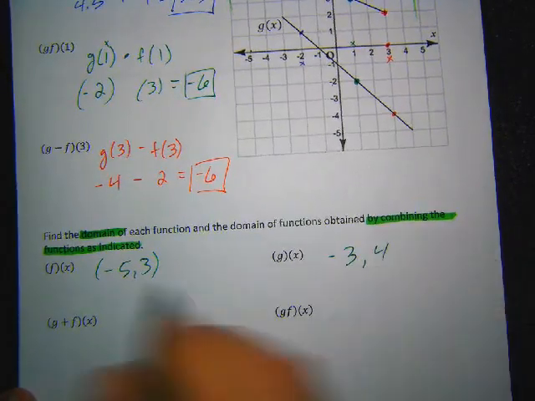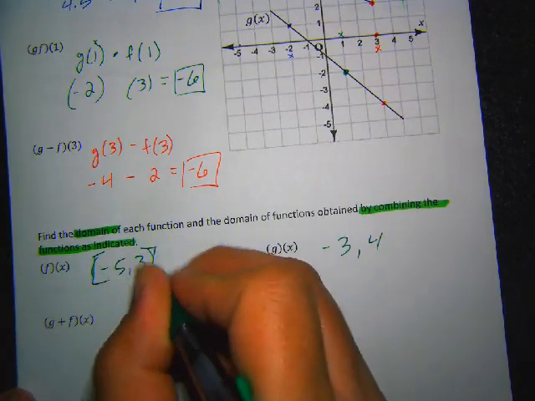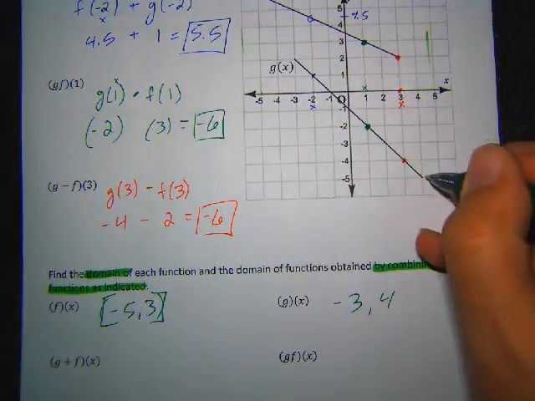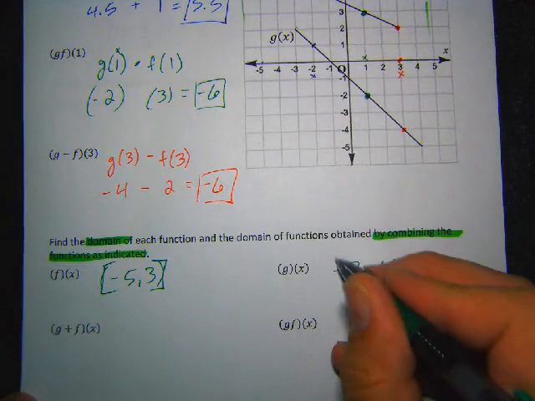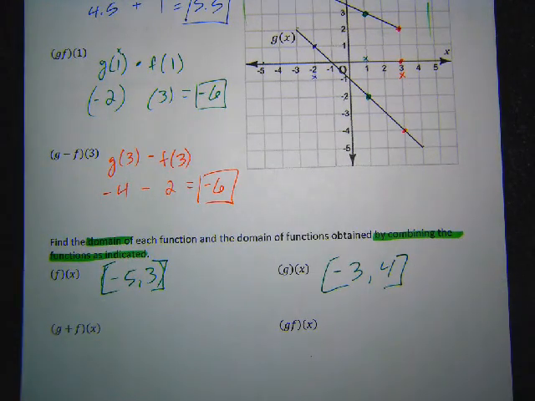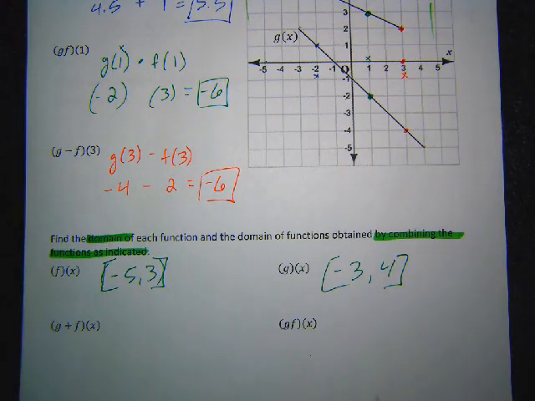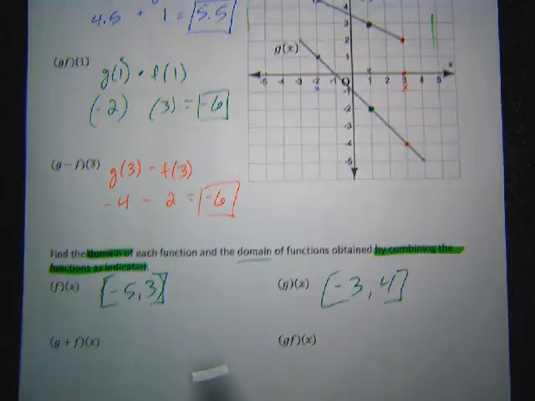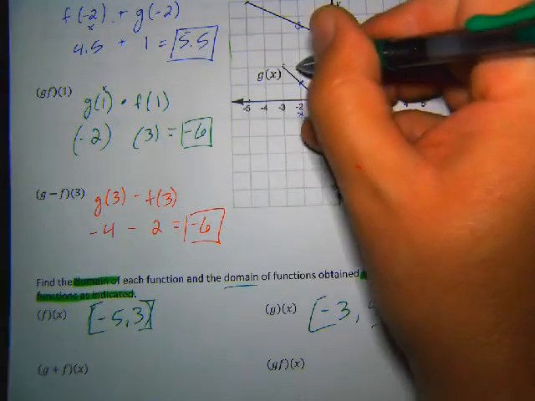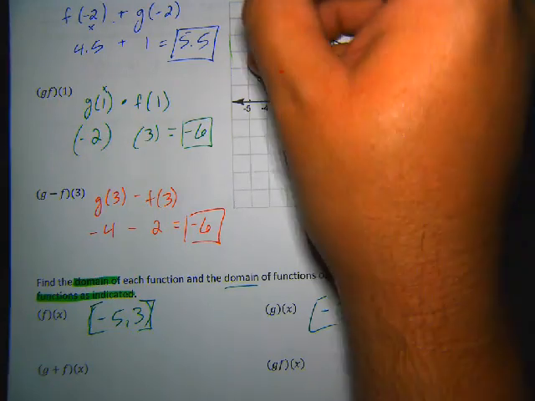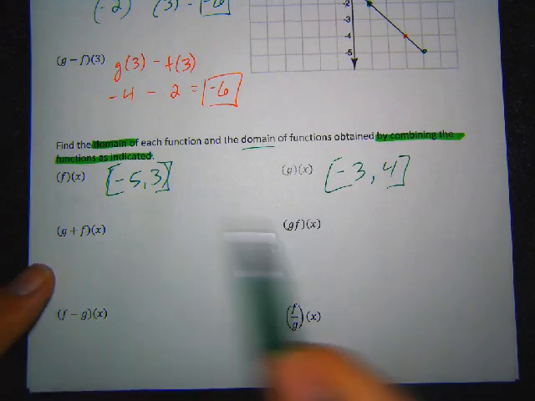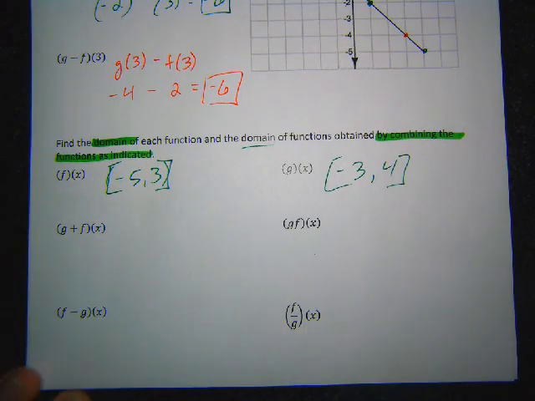And I don't know why I put parentheses here. These should be brackets, because you always use brackets when you actually hit the endpoints for domain, right? Domain is always brackets. The only time we were using the parentheses was when we saw increasing, decreasing, constant, and that's not what we're talking about. We're talking about domain. Here, we're going to treat these as if they actually touch the ends, and so we'll say brackets.